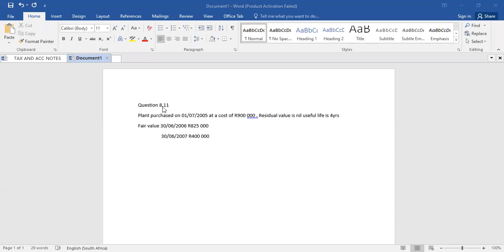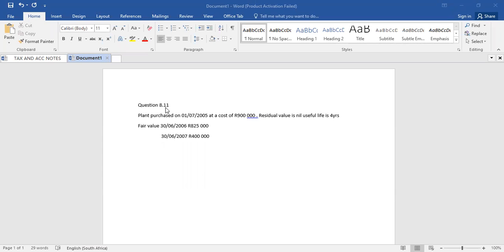Okay, so question 8.11 says a plant was purchased on 1 July 2005 at a cost of 900,000, the residual value is nil, and the useful life is 4 years. Then you're given fair values: on 30 June 2006, 825,000, and on 30 June 2007, 400,000.